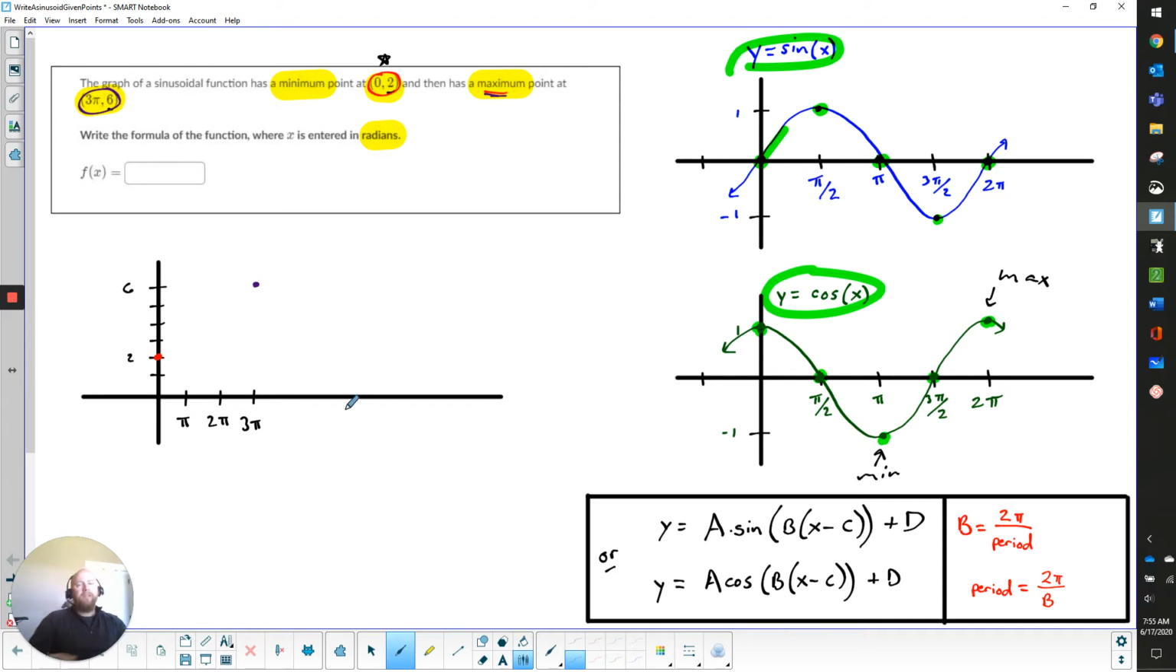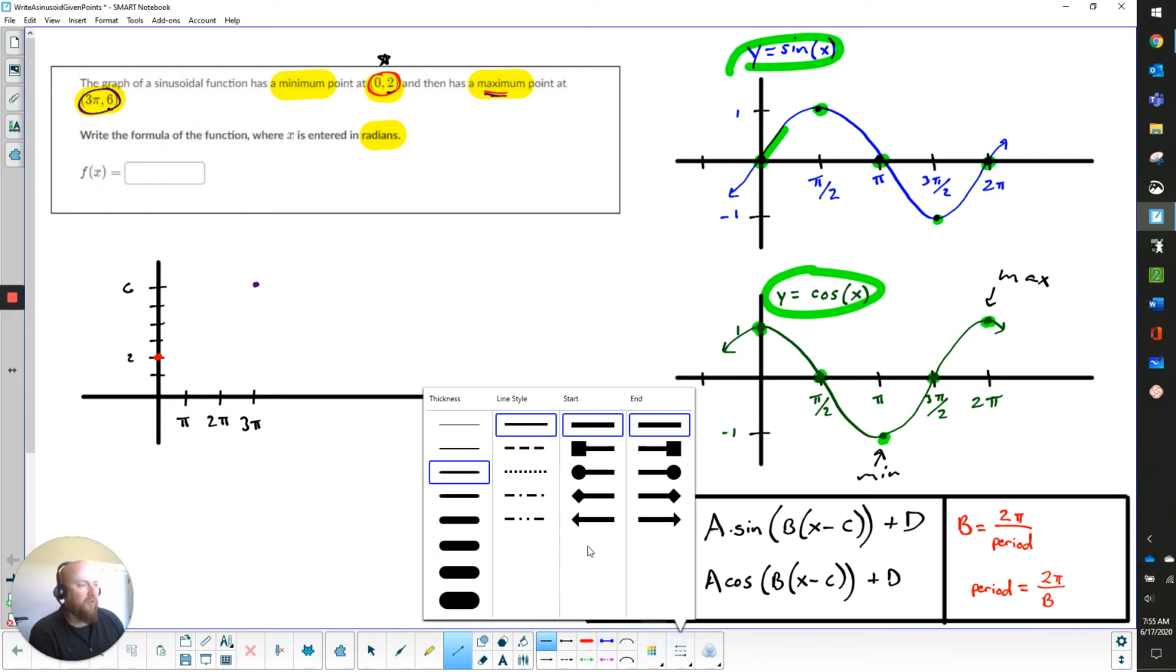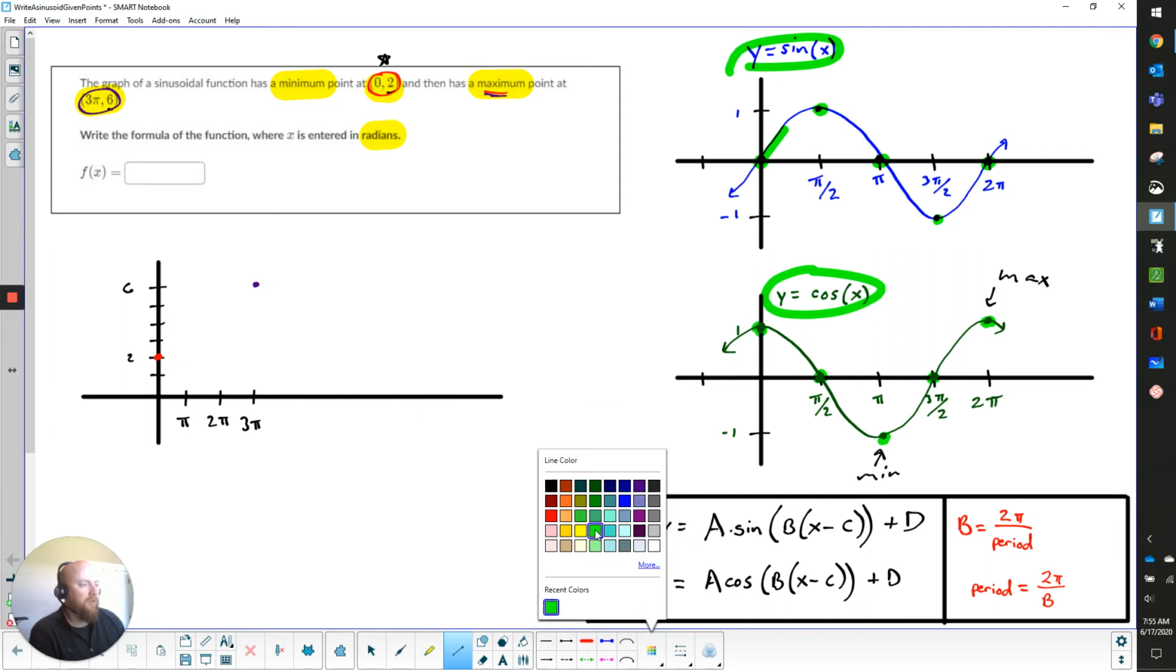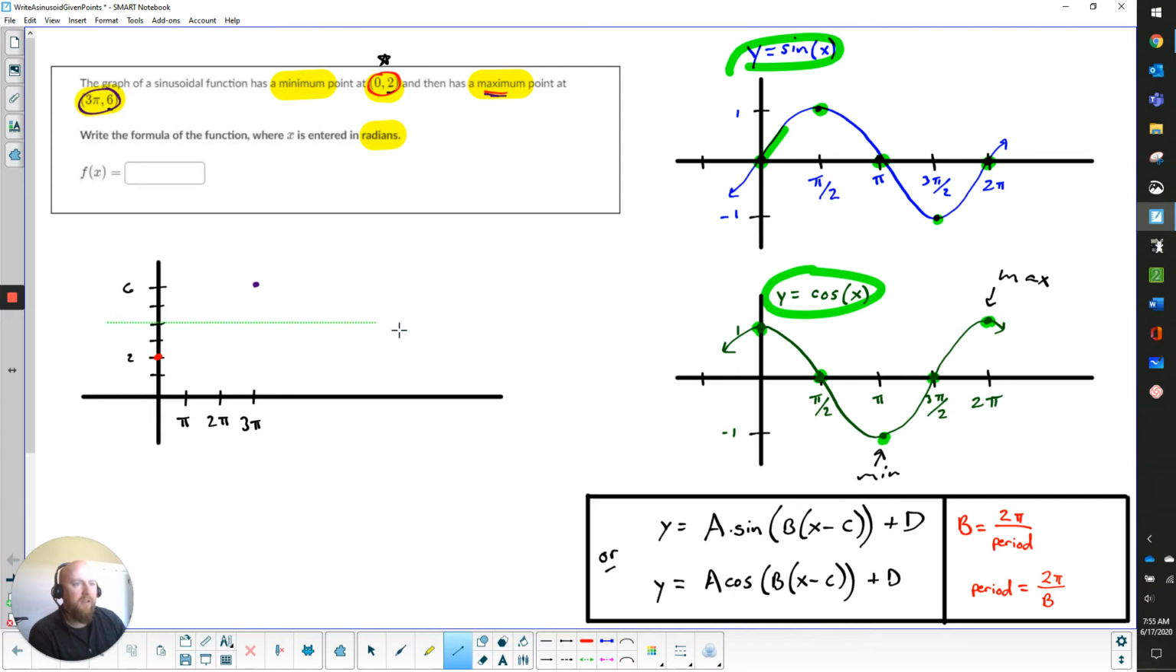So on any of these sinusoidal patterns, when we go from minimum to maximum, we cross through the midline. And now that you've plotted these out, it's pretty obvious the midline's got to be right in between 2 and 6, at 4. So I'll use a little lime green dotted line just to give my eye a visual of where that midline is.